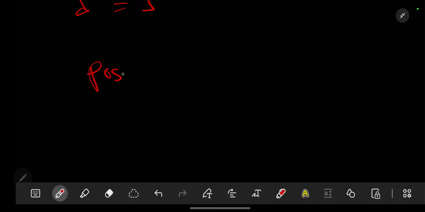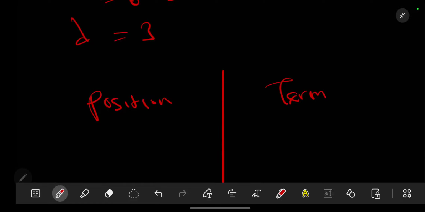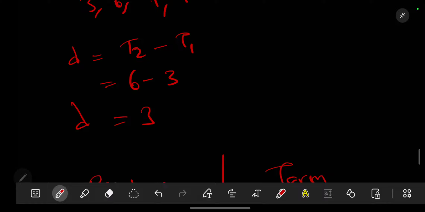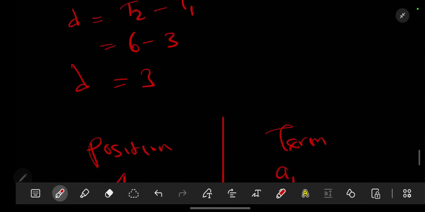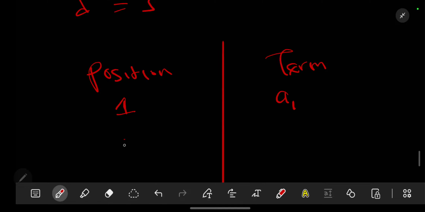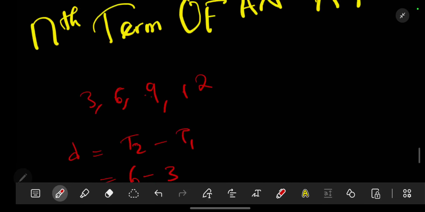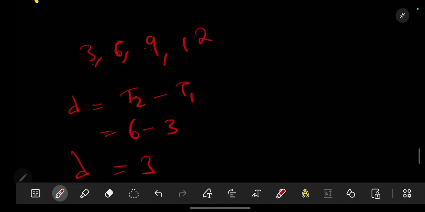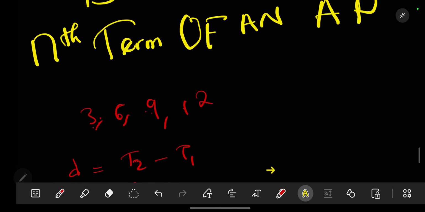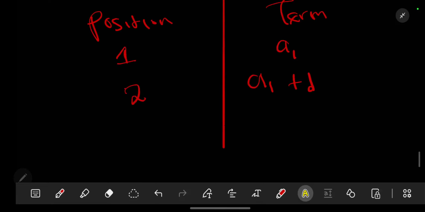We come up with a table showing the position and the term. The position is such that we have term number 1, which we call A1. In this case, our 3 is A1. For term number 2, it will be equal to A1 plus the D. Why D? Because if you have 3 and you add the D, which is 3, it will be 3 plus 3, which gives you 6. Then if you add another 3, 6 plus 3 gives you 9. If you add another 3, it will give you 12.